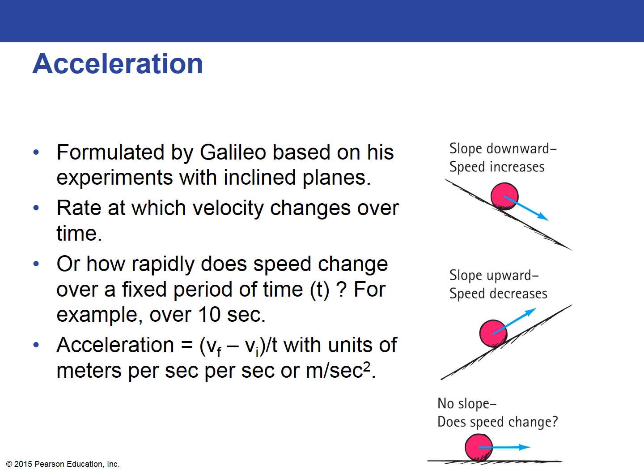And so the units of that are going to be meters per second per second, because if the change in velocity is in meters per second and we divide that by the time, then we get meters per second per second. We abbreviate that as meters per second squared.